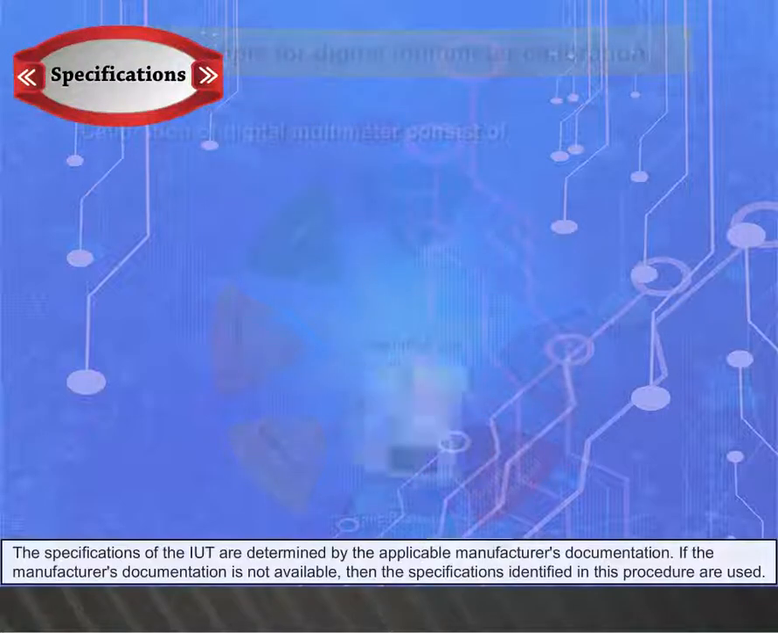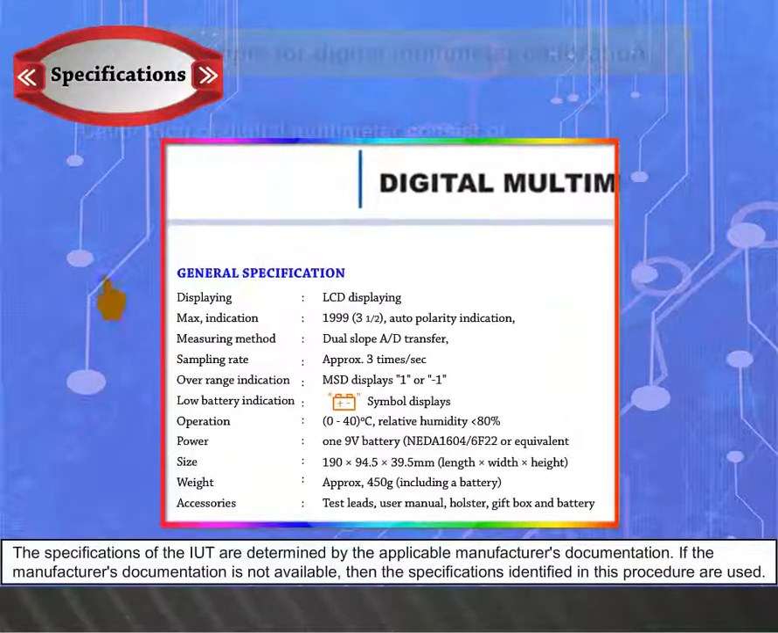The specifications of the IUT are determined by the applicable manufacturer's documentation. If the manufacturer's documentation is not available, then the specifications identified in this procedure are used.